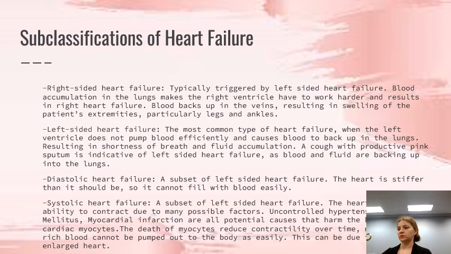So to break it down, there are two different subclassifications of left-sided heart failure, diastolic and systolic. In diastolic heart failure, the heart is much stiffer than it should be, which means it can't expand and fill with blood as it should, which is a cause of decreased cardiac output. And in systolic heart failure, the heart loses its ability to contract because the heart is too weak or has become enlarged. So this means that oxygen-rich blood can't be pumped out as easily as it should.